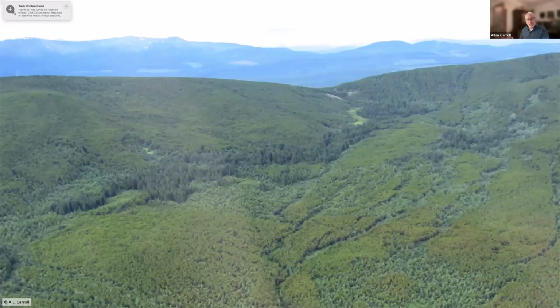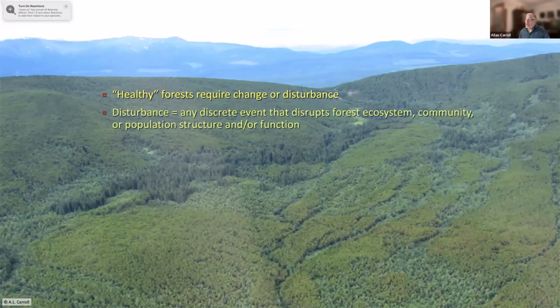But what made this landscape? Because these are not static. Well, what made this landscape was disturbance. So a healthy forested landscape needs to be disturbed from time to time because they are not static. They need to experience change and rejuvenation. So we talk about this disturbance, and I'll have to define this term as any discrete event that disrupts forest ecosystem, community, or population structure and or function. A big mouthful, but effectively anything that really interrupts the way in which the trees are growing, either individually or as a group.